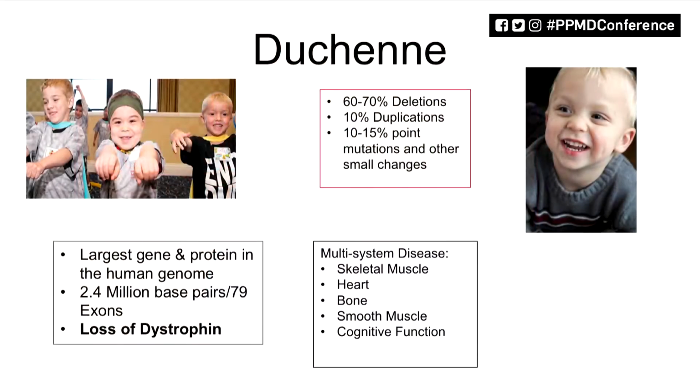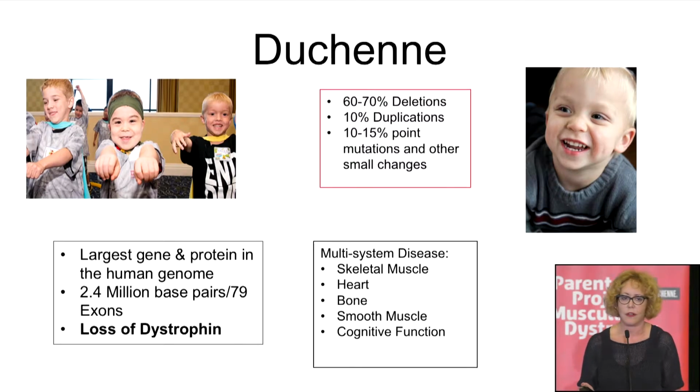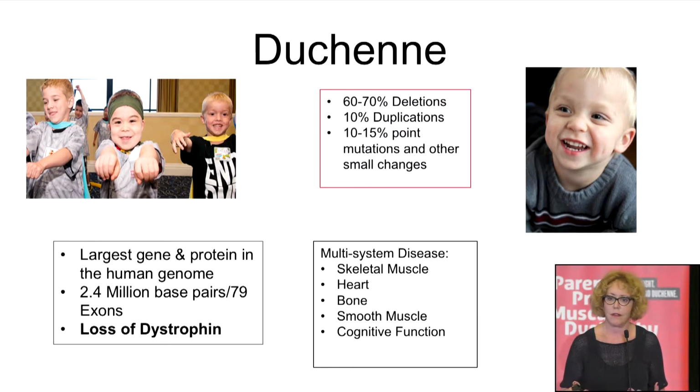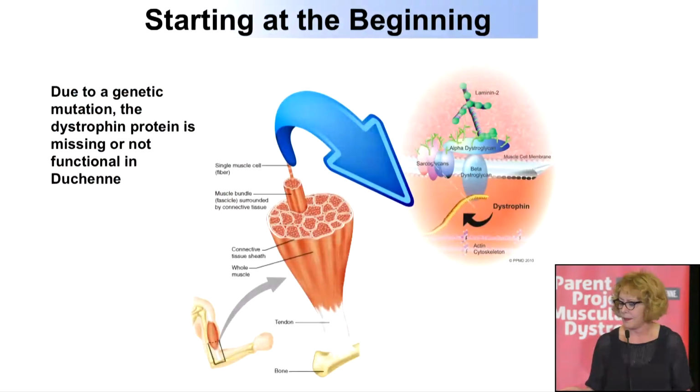So we all know about Duchenne muscular dystrophy. This is why we're here. We know that it's the largest gene in the human genome, 2.4 million base pairs, and the disease occurs because of the loss of dystrophin. 60 to 70% of the children will have deletions, 10% duplications, and 10 to 15% point mutations. We also know that it's a multi-system disease. It's not just a simple muscle disease, which would be difficult enough, but it affects the heart, it affects the smooth muscle, and we know that it affects the brain as well.